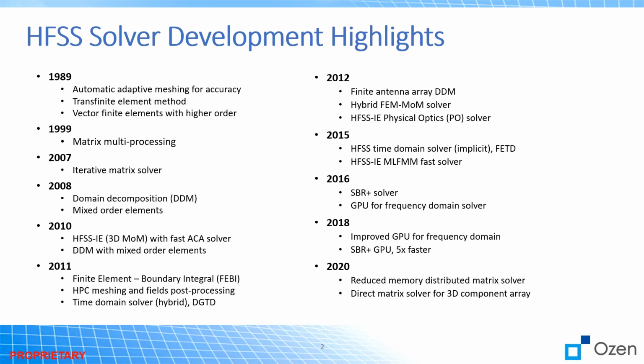This timeline shows how the solvers in HFSS have been continually improving for over 30 years. The first approximately 20 years were focused on optimizing the performance of the finite element method by developing advanced matrix solvers, element types, and distributed solve technologies. Additional solvers were then added, including fast moment method implementations, time domain finite element solvers, and asymptotic methods which use physical optics in shooting and bouncing rays. There's also been great improvements in the use of computational resources such as GPUs and distributed computing systems.